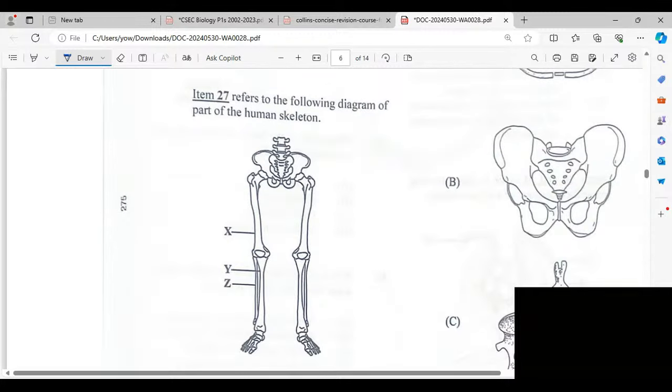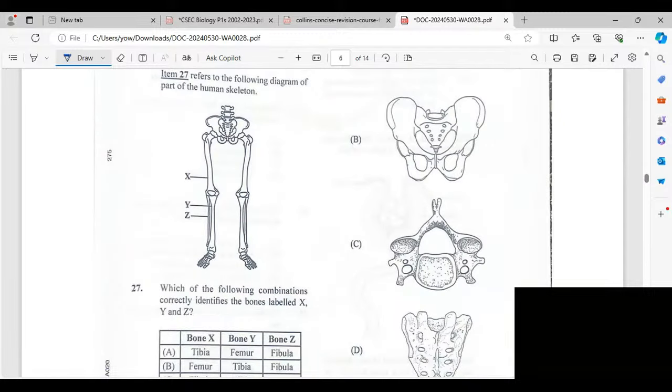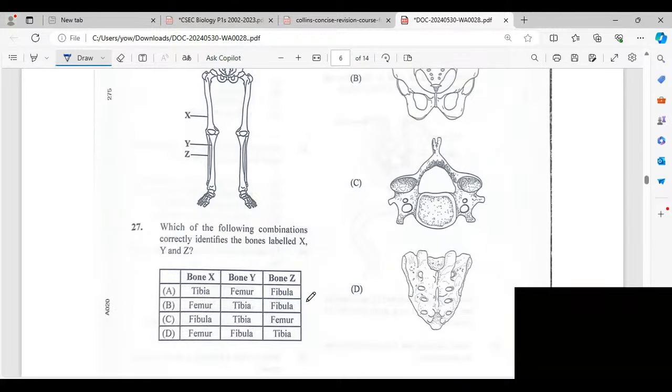27 refers to the following diagram of part of the human skeleton. X is the femur. It's the longest bone in the human body. Then what is Y? Y, the bigger bone, is the tibia. The bigger bone is the tibia, and the smaller one is the fibula. So therefore it will be B for 27.